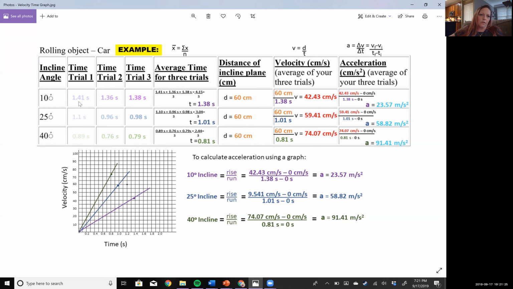So for our 10-degree angle, these were some mock-up time trial numbers, okay? And we had 3 different times divided by the number of times, that's 3, okay? And we came up with this equation here, 4.15 divided by 3. So our average time was 1.38 seconds. And then moving down, you can see we have average times for 25 and 40-degree inclines as well. Distance of the inclined plane was the same in all cases, okay? So this is our t value, these 3 numbers, and this is our d value, this identical number all the way through.